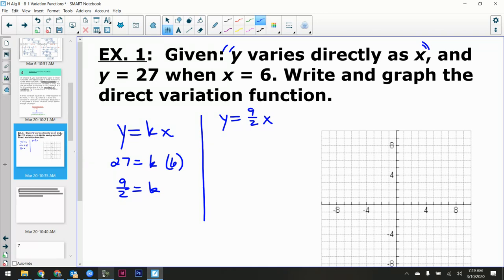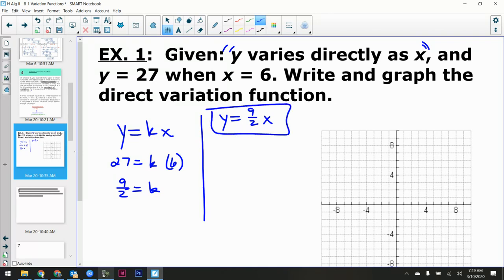Y is equal to 9 halves x. So that's my equation, right? Y equals 9 halves x. Y is equal to 4.5x. I'd like you to write things in fraction form more often than decimal form, especially when it's not an application problem. If it's an application problem, you've got to use decimals. That's fine too. Okay, now write and graph the direct variation function.